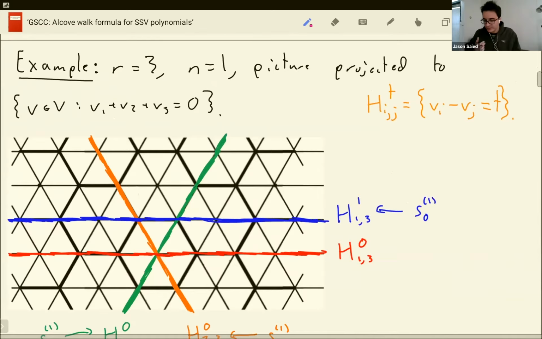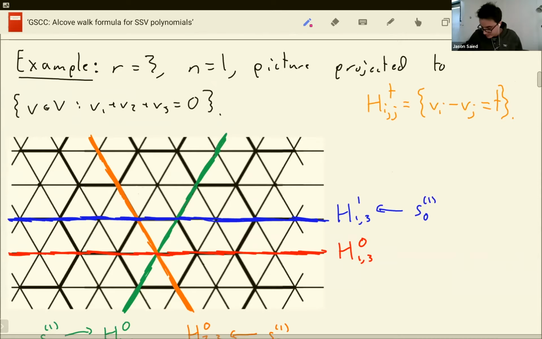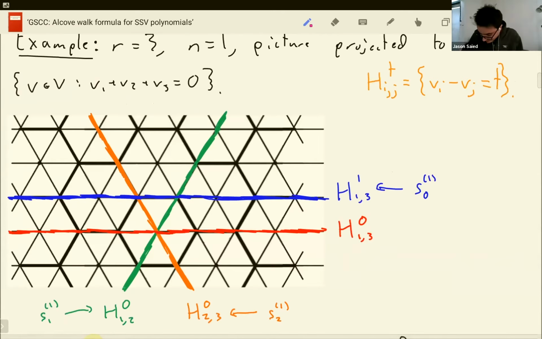So what we'll do is look at r being 3 and n being 1. This would be a three-dimensional picture, so I'm going to project it onto a two-dimensional subspace, which has all the interesting stuff going on. So what happens is we have this green hyperplane, which is the H_12^0 hyperplane. And then similarly, we have the orange and the blue and the red, etc.